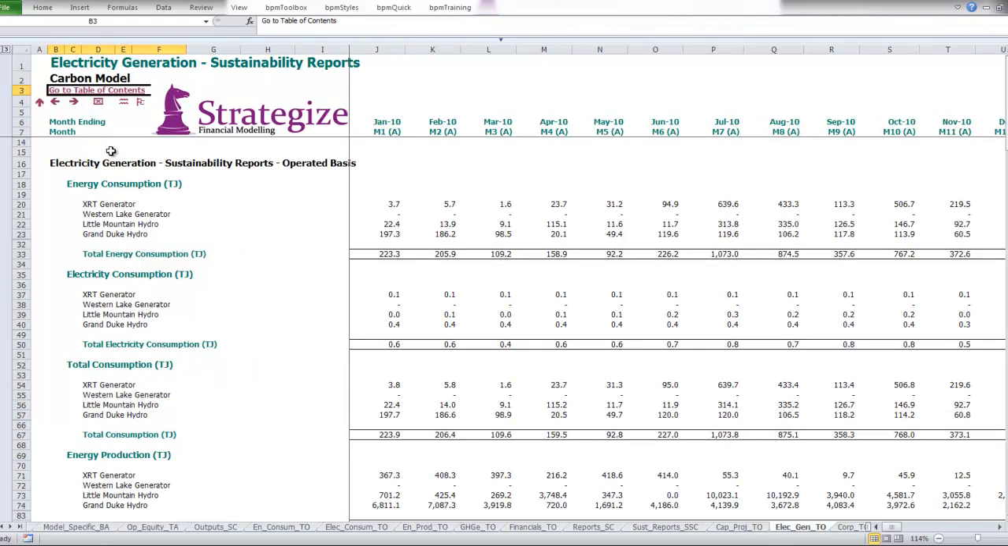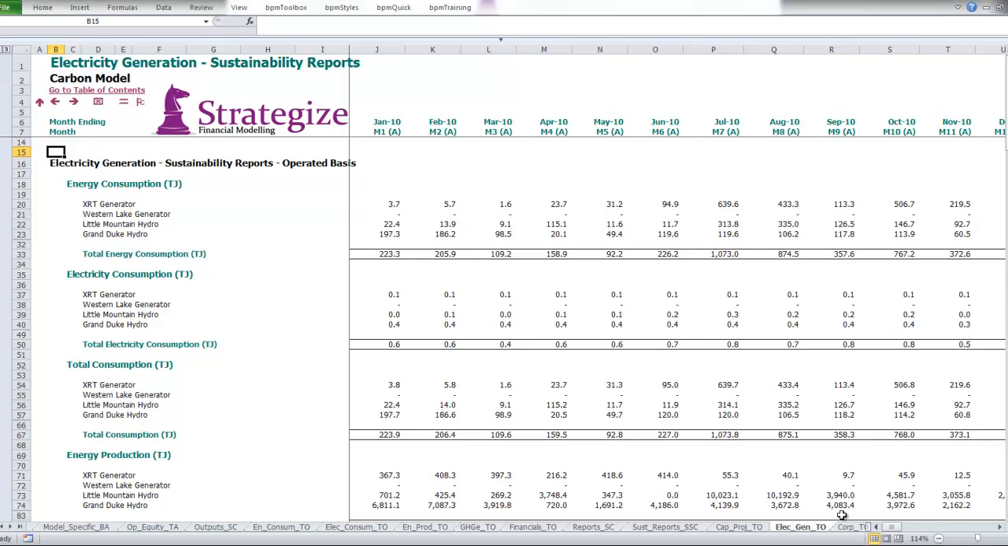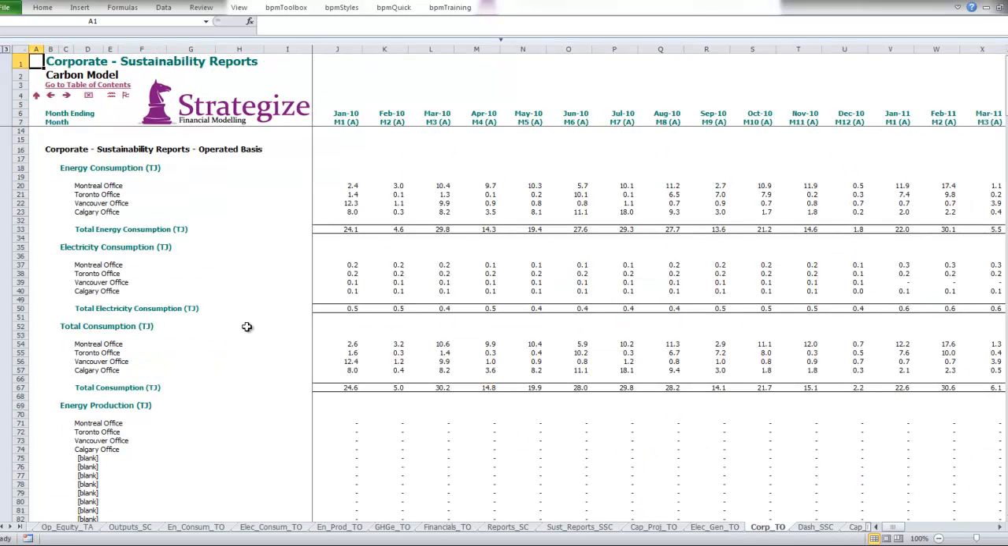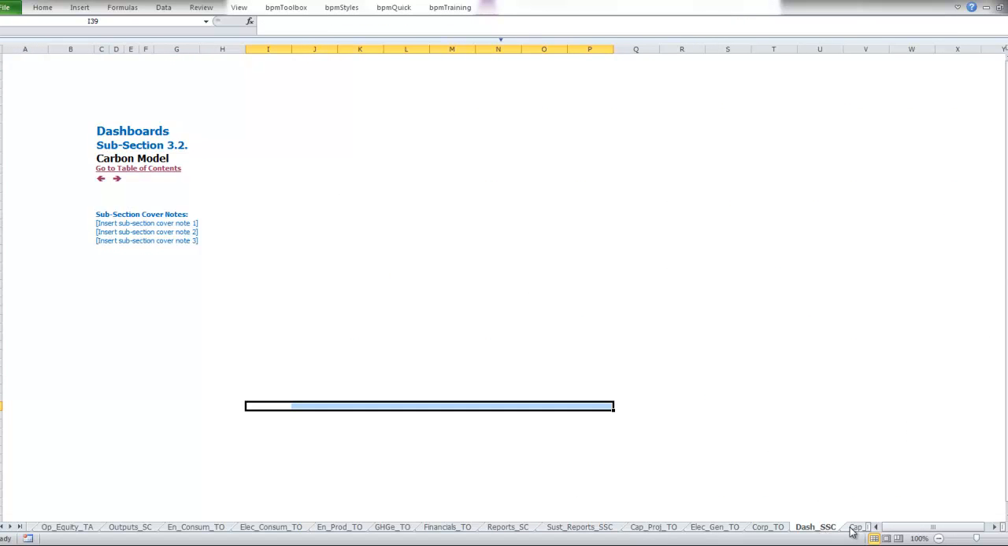Similarly with our electricity generation business unit, as you can see, we've got our relative high-level summaries, and the same with our corporate business unit, which, as you can imagine, is essentially more of an overhead rather than a revenue generator for the company. Now, I'll take you to the dashboards.